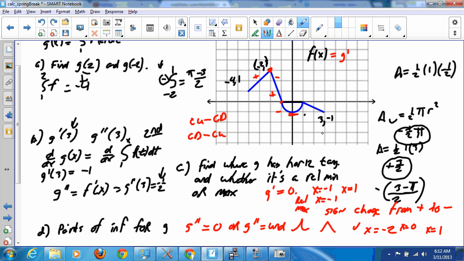is a point of inflection. And then where it's 0 right here, to the left of it we have negative, and then it switches slopes to positive. So x equals 0 is also a point of inflection, and at x equals 1 we're positive, and then we switch to negative. So all three of these are points of inflection.